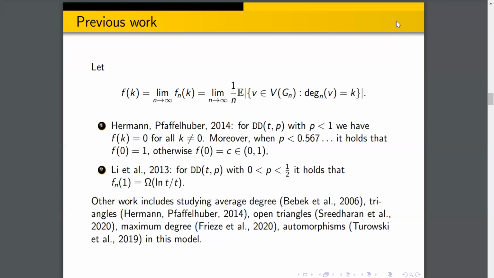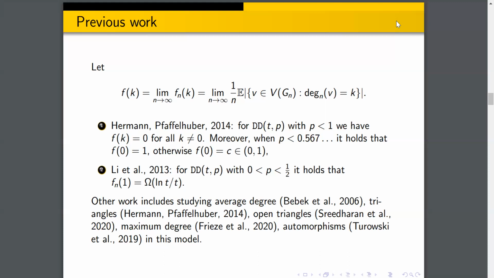However, as we see from Hermann and Pfaffelhuber's work, asking here for this model the question about power law phenomena can be answered straightforwardly in the negative, because we know that for all degrees greater than 0, it is 0. So we have no power law phenomena, not even exponential decay. It is just tending to 0.